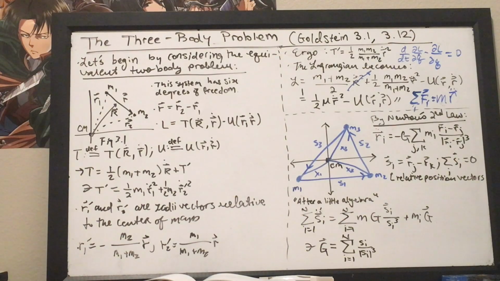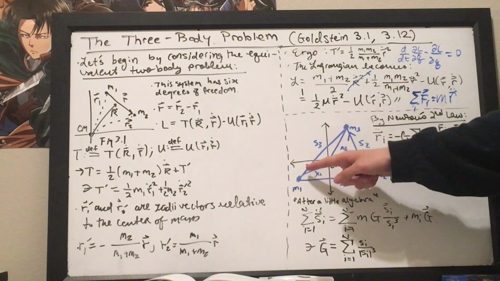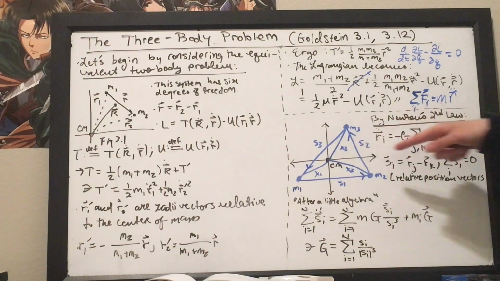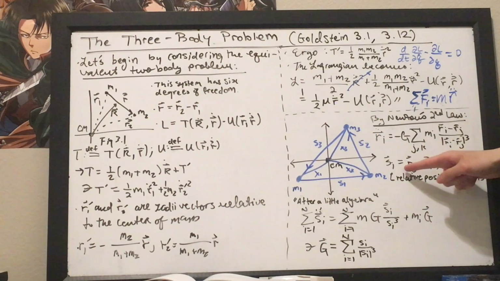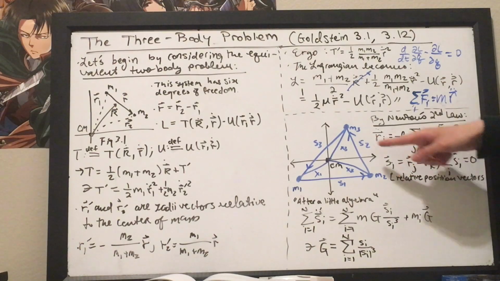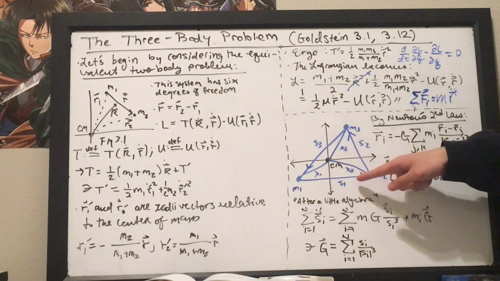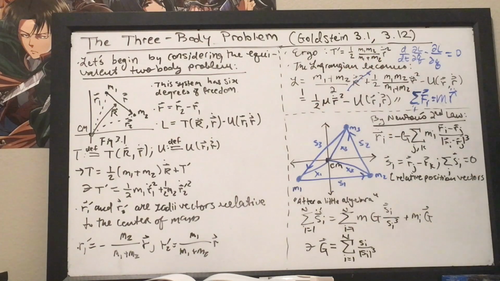So then Goldstein's like, okay, we can also rewrite that for any one of these vectors S that describe the distance essentially between m1 and m3, or m1 and m2, or any one of those 3 vectors. It can be written as the difference between the second one and the third one relative to those two. So for instance, S1 here can be described as the difference between S2 and S3. If you do the math, then it should resolve out that way.